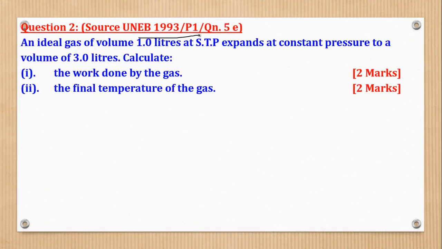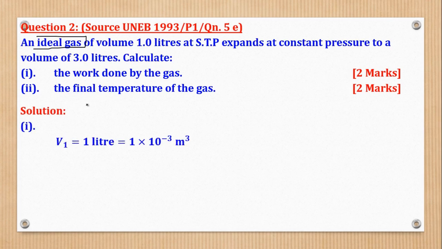Then question 2 came from UNEB of 1993, paper 1, question 5E, and it says, an ideal gas of volume 1 liter at STP, STP is standard temperature and pressure, expands at constant pressure to a volume of 3 liters. Calculate Roman 1, work done by the gas, and Roman 2, the final temperature of the gas. So a good thing, they've told us it is an ideal gas, so it obeys the gas laws.